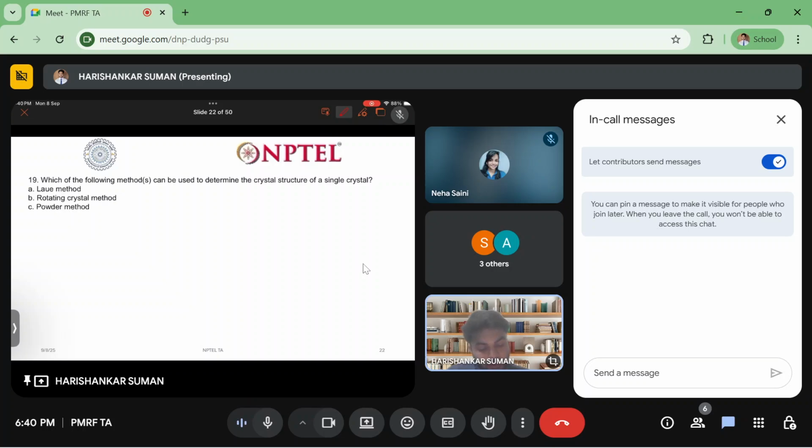Which of the following methods can be used to determine the crystal structure of a single crystal? Laue method, rotating crystal method, powder method, and Debye-Scherrer method. Crystal structure for single crystal. As we saw previously, rotating crystal is one of them, and the second is the Laue method also. So see the next question.